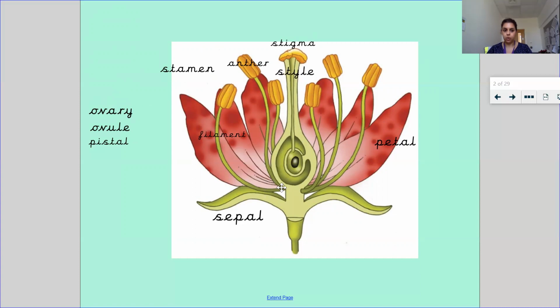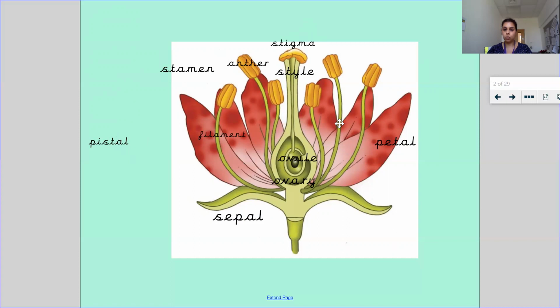Then in here, we have got the ovary. The ovary holds the eggs. This is the female part of the plant. So you've got the ovary here, and then the egg in the middle. There'll be more than one egg, but in this picture we've got one. It's called the ovule. The ovule is the small egg that would grow into a seed. And the pistil is the name of what the female part is altogether. So the stigma and the style and the ovary all together, that is the pistil. That's the female part of the plant.